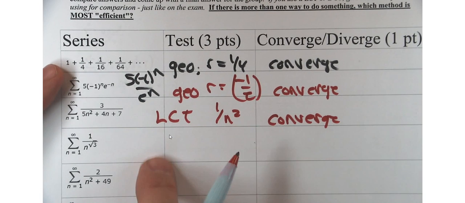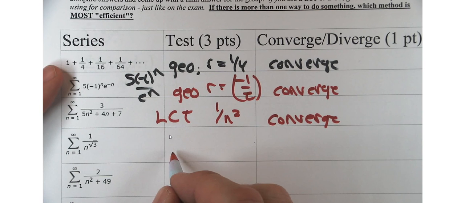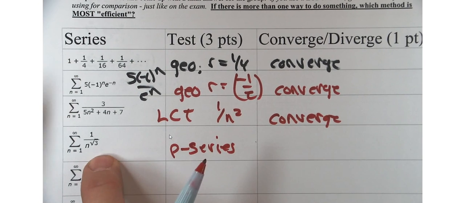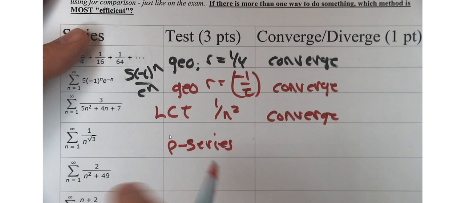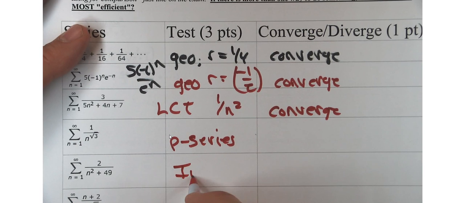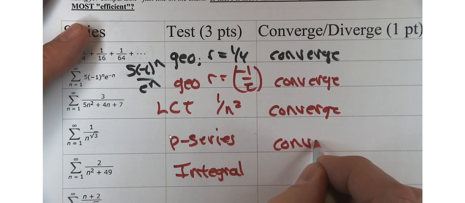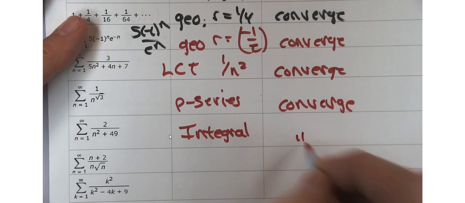This next one should be pretty clear. What's that one? What are we going to use there? P-series. Now, if you say integral test, that's fine. I'll accept that as well. The integral test, I would expect more for this one. Both of these are going to converge. So looking good there, looking good here.